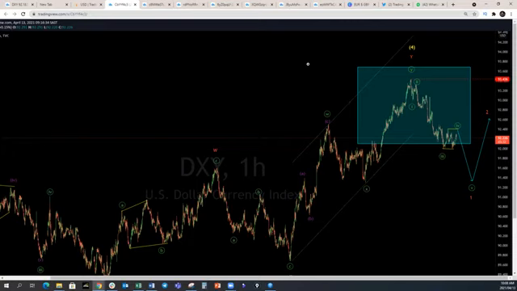Let me show that one with the yellow degree. It does look like a running flat here. 1, 2, and this can drop like this. Okay, that could be a running flat. So let's have a look at this.